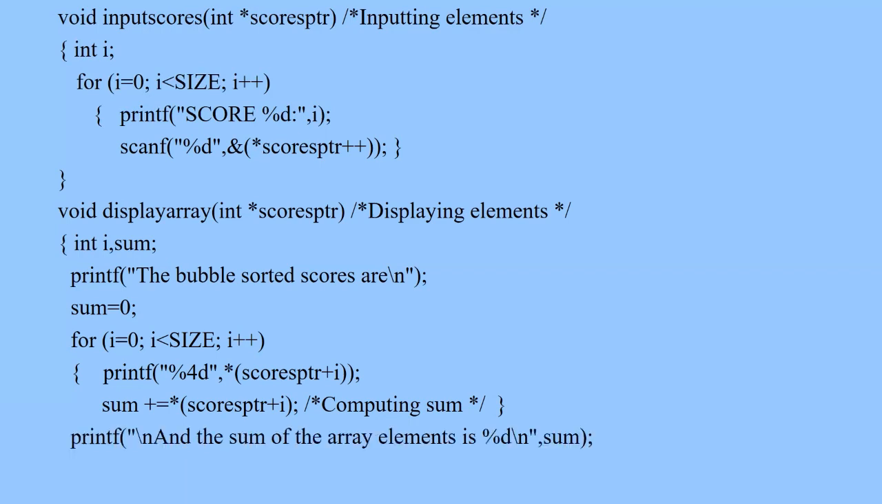So this statement will be displayed on the screen. And the sum of the array elements is, pick the current content of the memory location we call sum, and we display it at that position. And with that, we are done with the activity of displaying the elements in the array and outputting the sum.